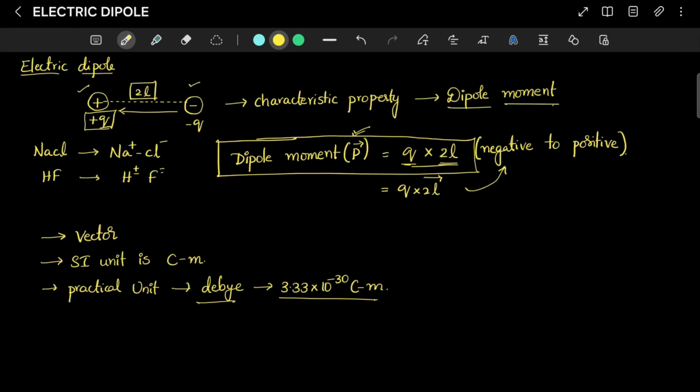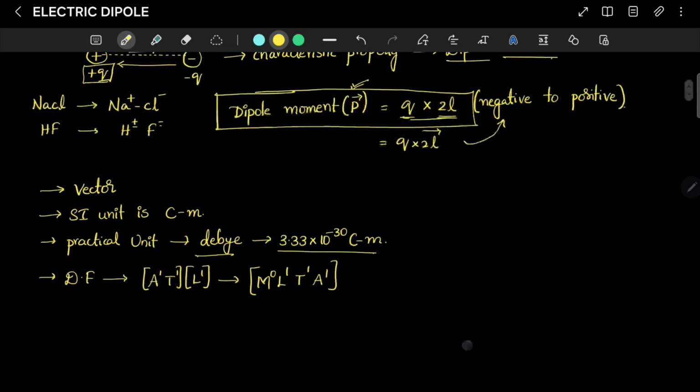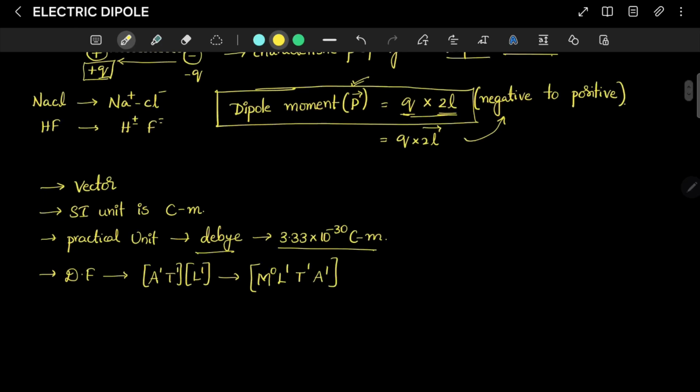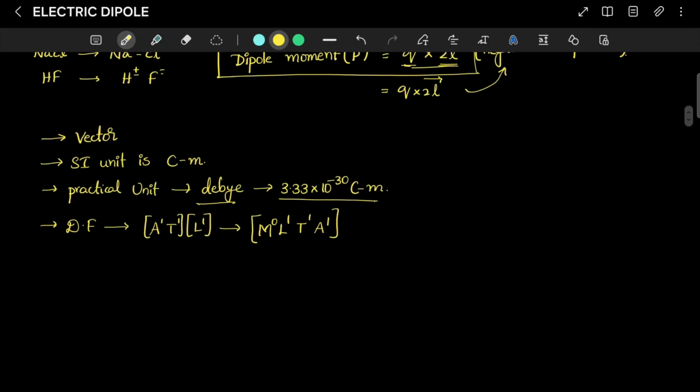And one more thing, the dimensional formula. Charge has a dimensional formula of A power 1 T power 1. Length has a dimensional formula of L power 1. If I rearrange this, you will get M power 0, L power 1, T power 1 and A power 1. This is the dimensional formula for the electric dipole.